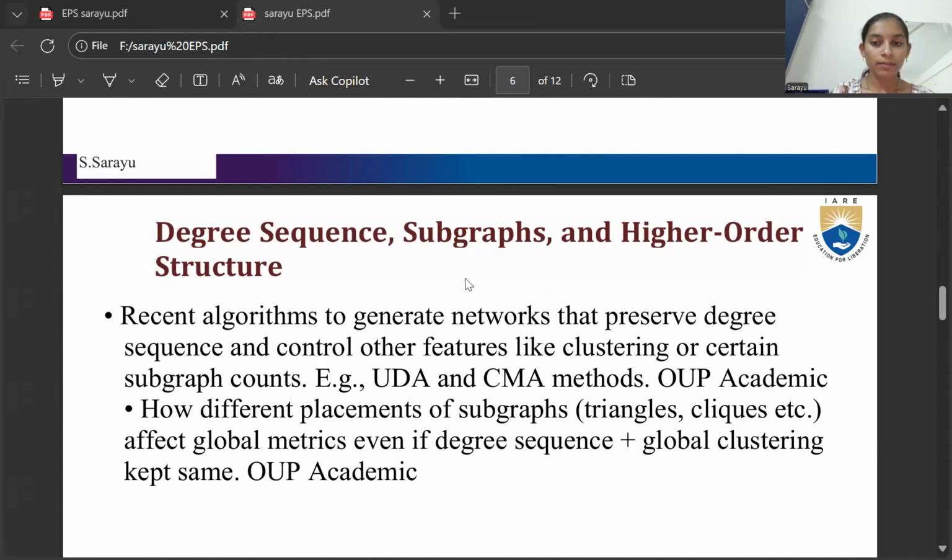Degree sequence across subgraphs and higher-order structure. Recent algorithms generate networks that preserve the degree sequence and control other features like clustering or subgraph counts. Example: UDA and CMM methods. OUP Academic. How different placements of subgraphs, triangles, etc. affect global metrics even if the degree sequence plus global clustering are kept the same. OUP Academic.